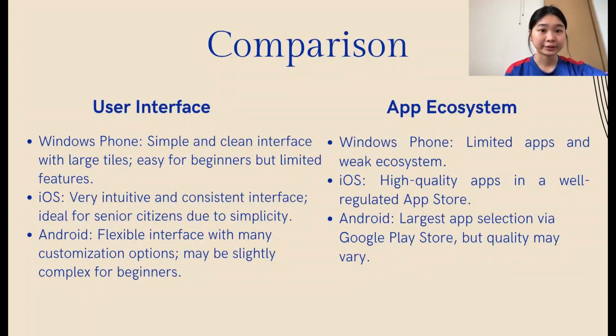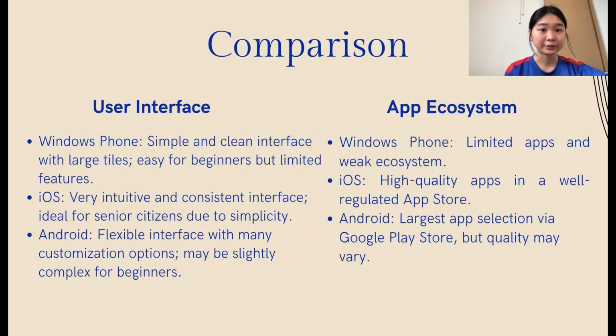In terms of user interface, Windows Phone is quite simple and beginner-friendly, but it lacks flexibility. iOS has a very clean and consistent design, which makes it easier to navigate. Android is more flexible and customizable, but it may require some time for users to get familiar with it. So overall, the user experience can be very different depending on the operating system.